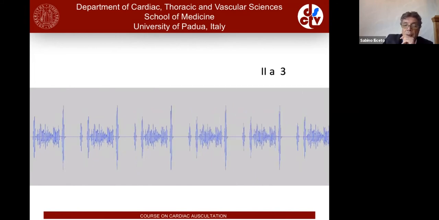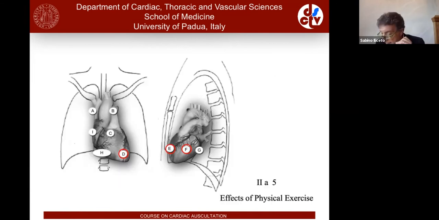What I want to show you now is what we can do when we have some doubts and we want to enhance the murmur. If in a patient with mitral stenosis even a mild exercise is performed, the flow will increase through the mitral valve, and the murmur will increase its volume, its intensity, and so will be much more appreciated.